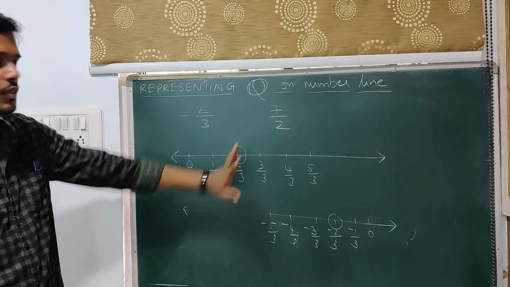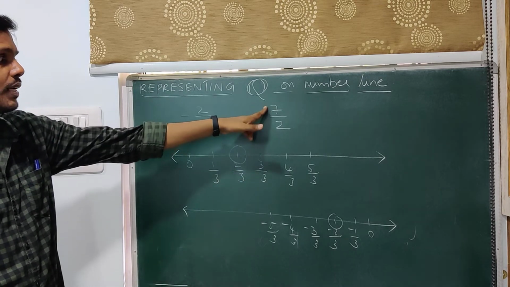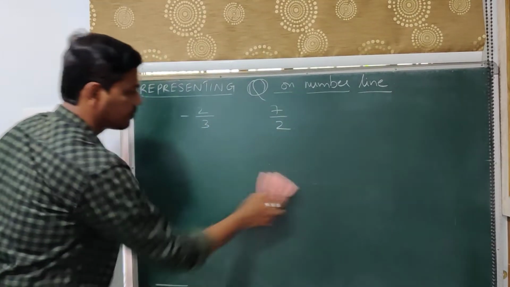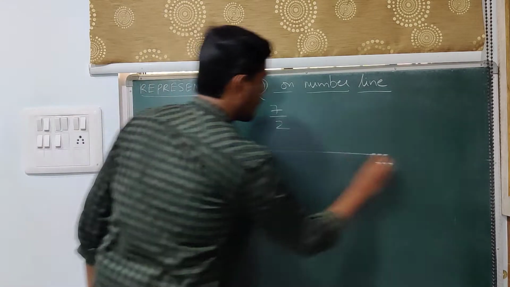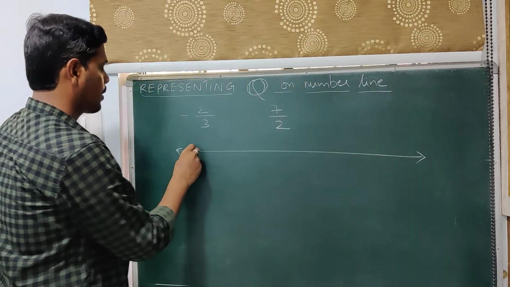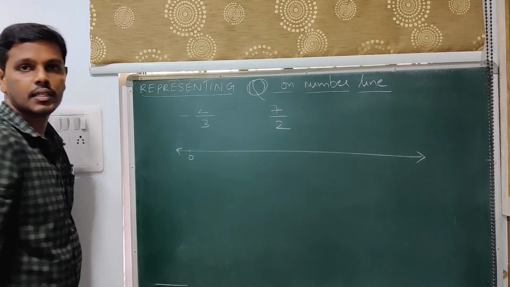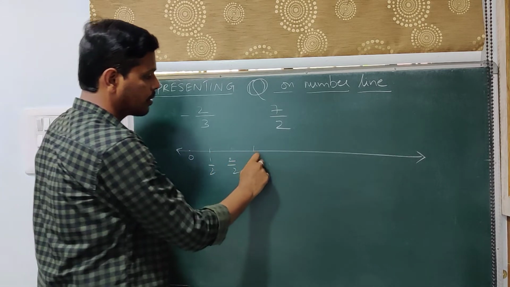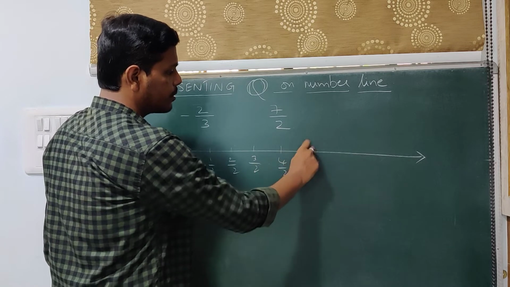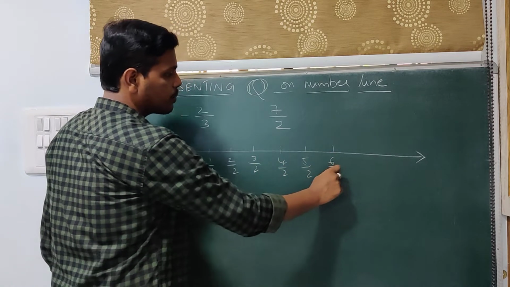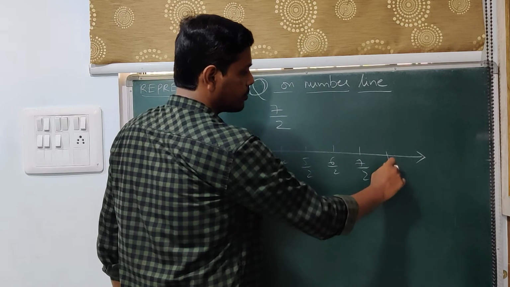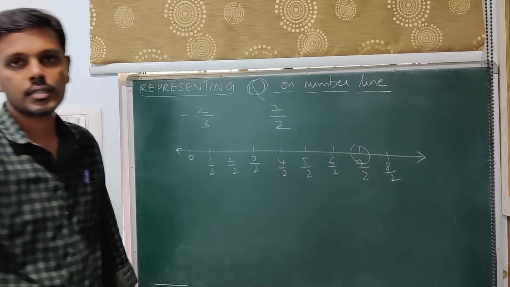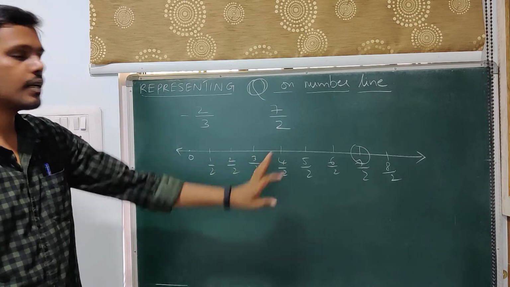Even the same method applies for the case where the numerator is greater than the denominator. Start with 0. Now the denominator is 2. So start writing numbers of this kind: 1 by 2, 2 by 2, 3 by 2, 4 by 2, 5 by 2, 6 by 2, 7 by 2, 8 by 2. Now we want 7 by 2, so encircle 7 by 2. As per the denominator, you start writing that.